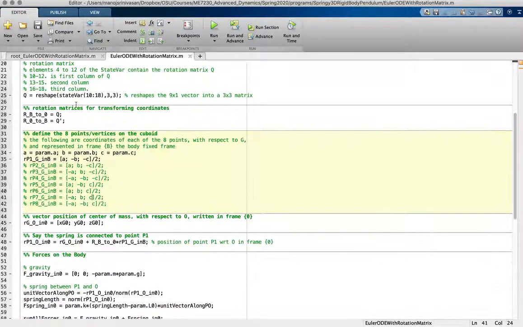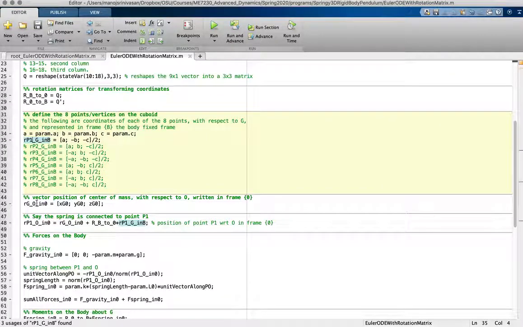Because the spring is connected to only one corner of the cuboid, we just keep one of them. I've commented out the other ones, and I'm assuming that only one of them needs to be calculated. I'm assuming that the spring is connected to the point P1. That's why I've kept that active. Everything else I've commented out. Okay, this is the position vector of the center of mass with respect to the global origin written in frame 0. That's basically xg naught, yg naught, zg naught.